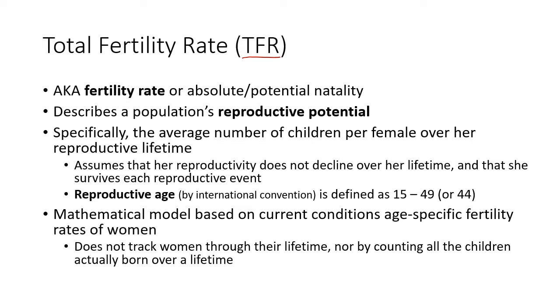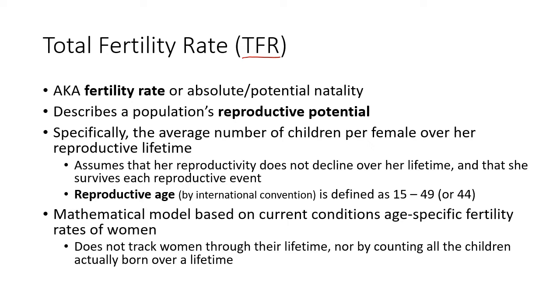And it's defined within the reproductive age, which is by international convention 15 to 49. Sometimes you'll see it as 15 to 44, but 15 post-puberty when a woman can start to have children, and then 49, the average age of menopause when women stop having children. Okay, and this is just a mathematical model, which you guys will luckily not have to do the math on, based on specific parameters in that society.